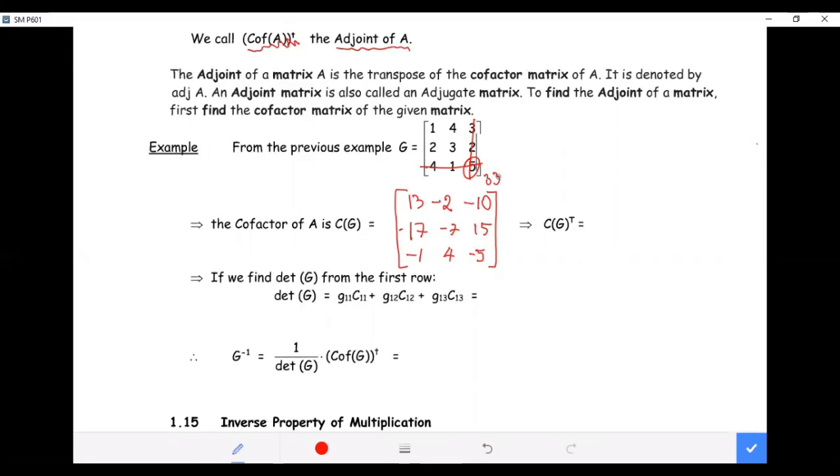Yeah, this location is 3, 3. So 3, 3, the sum of them is 6, right? 6 is an even number, so you don't swap that. Finish now. So finally, now I have a matrix of cofactors.